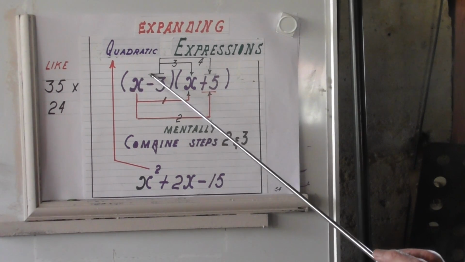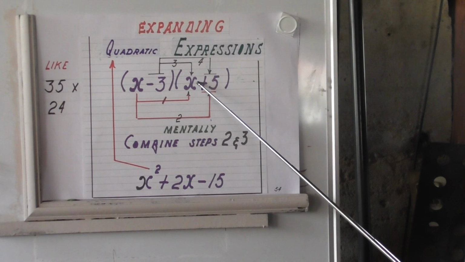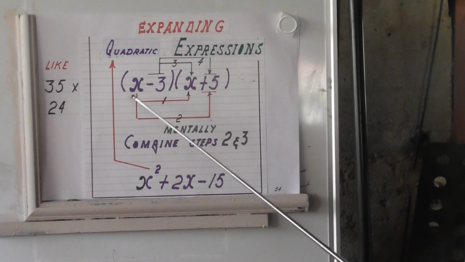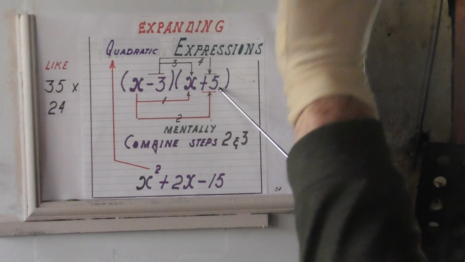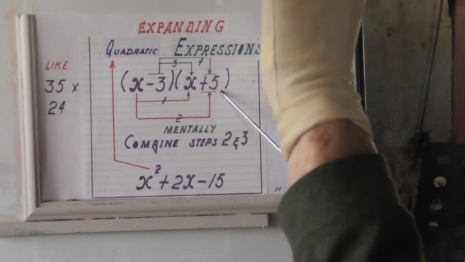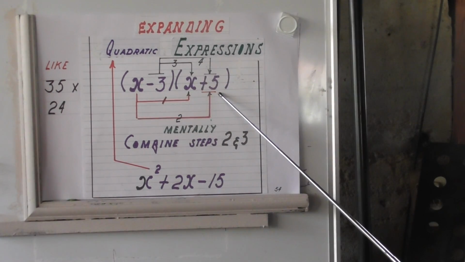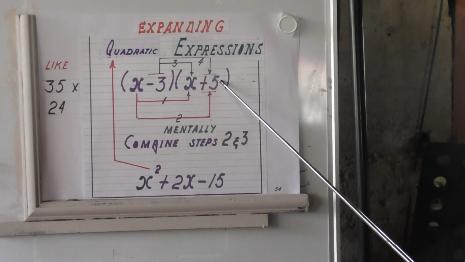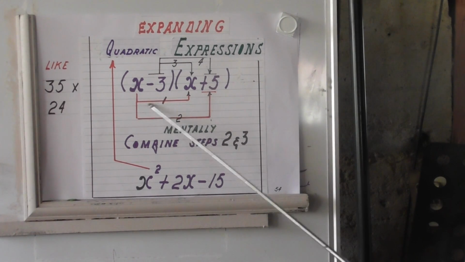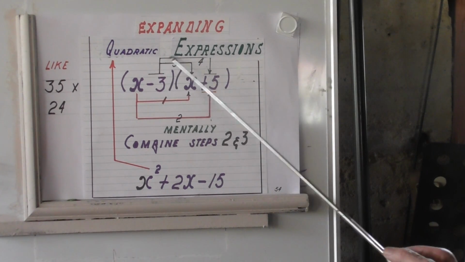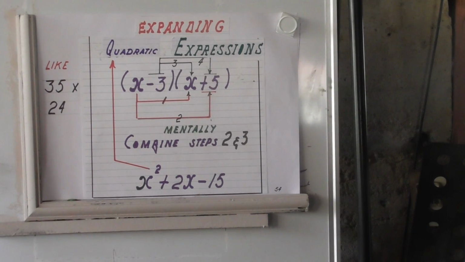Step 1, x times x is x squared. Step 2, positive 5x. Hold your horses. So we don't write that out because we know that step 2 and step 3 are x's. So we can combine them mentally, not show the necessary working, because it is not necessary.